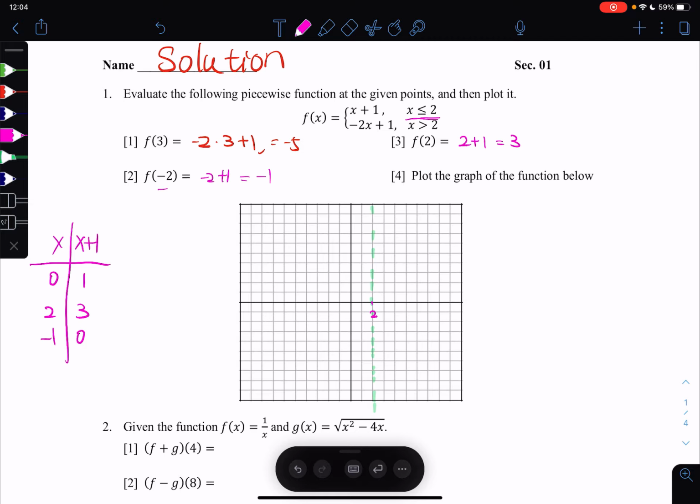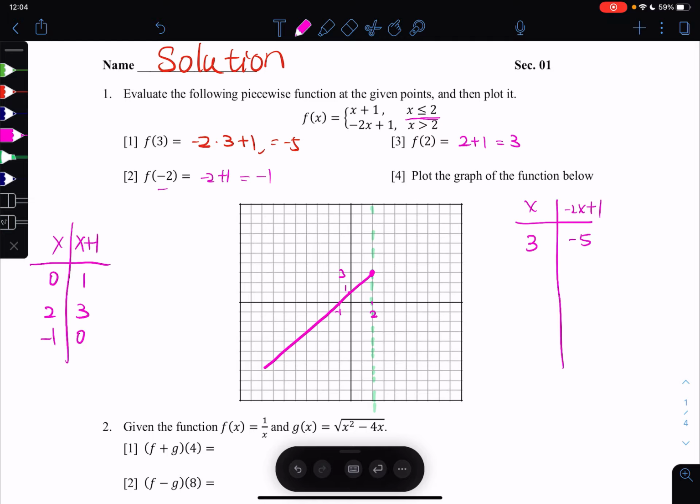I do add this extra point because I want to make it super clear what exactly is my x-intercept, what exactly is my y-intercept, and where is the point that I'm supposed to keep. Therefore, my graph is supposed to be something that goes like that, which is my first half of it. My other half is for x greater than 2, -2x plus 1. So my input is 3, I end up with -5, which we found already.